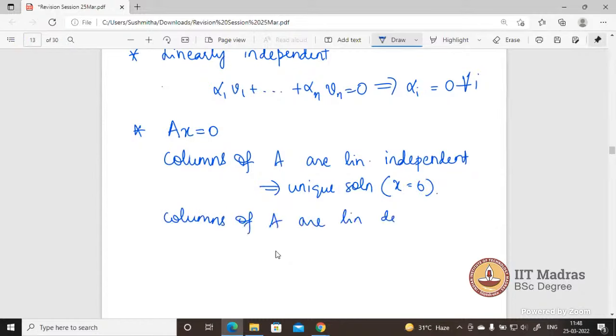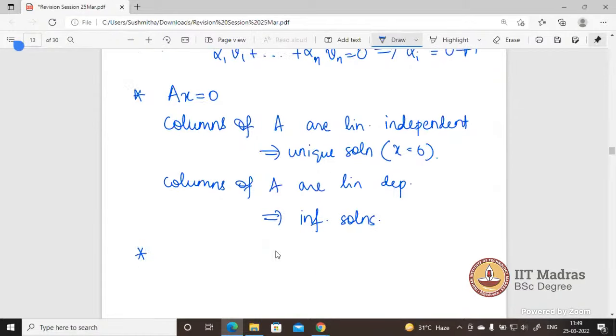And if the columns of A are linearly dependent, what happens? There will be infinitely many solutions, because if they are linearly dependent, I am going to have independent variables. Linear dependence means there will be at least one column without a pivot, because of which there will be an independent variable, and hence infinitely many solutions.